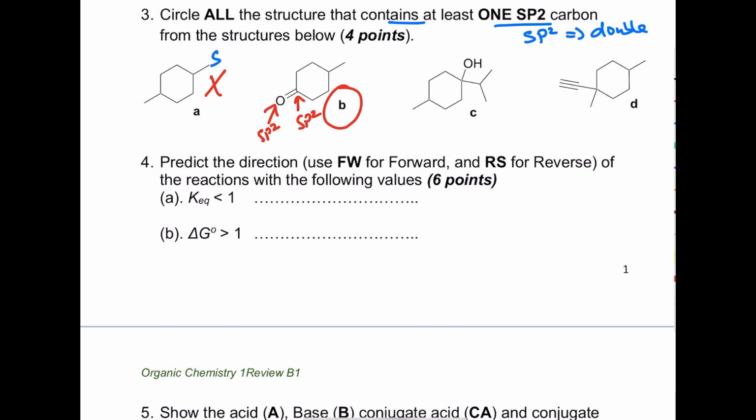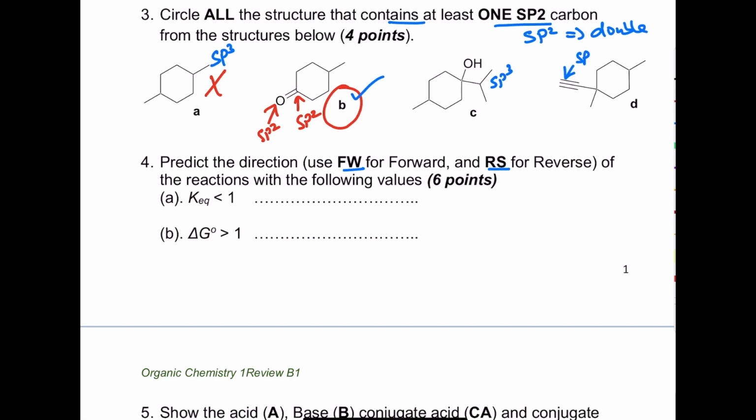So all these carbons here, sp3, all these carbons here, sp3. Here, this triple bond is going to be sp. So we see that only B satisfies that condition. Number 4, predict the direction as FW for forward or RS for reverse for the reactions with the following values.